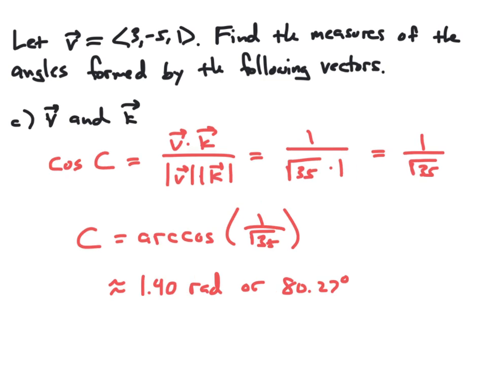And last but not least, we find the angle c between the vectors v and k by first finding the cosine of c. This is the dot product of v and k over the product of the magnitudes of v and k, which end up being 1 over the square root 35. c is therefore the arc cosine of 1 over square root 35, which is approximately 1.4 radians, or 80.27 degrees.